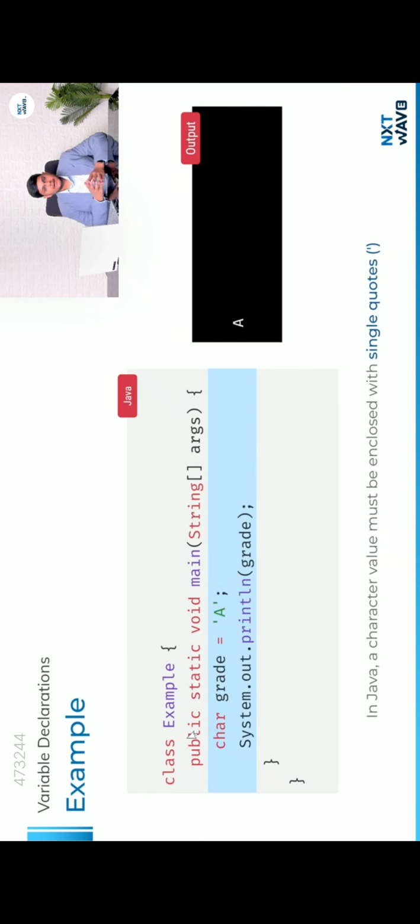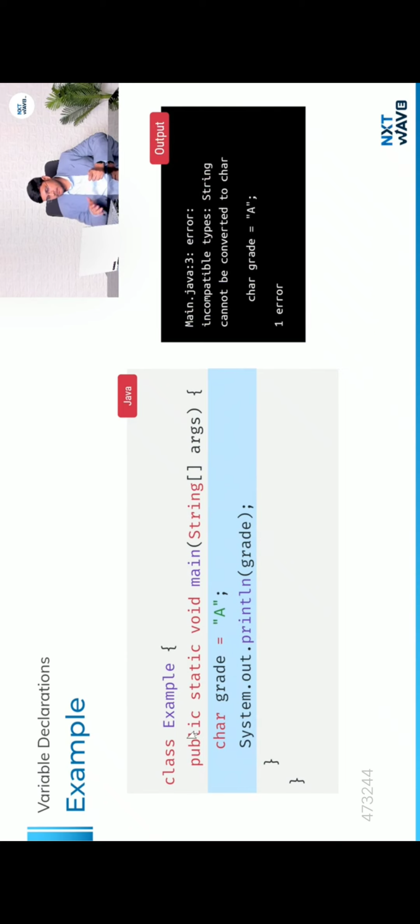Okay. Next we have learned about the char data type. We have understood that whenever we want to store a single character, we can use the char data type in Java. Here, assume we want to store a grade, and the grade value is A. If we want to store a single character, we use the char data type. So the grade variable is declared as char, which means it can store a single character, and whenever we create a single character value, we need to enclose it in single quotes.